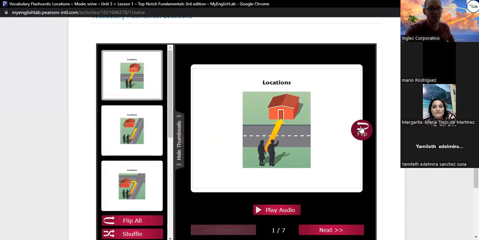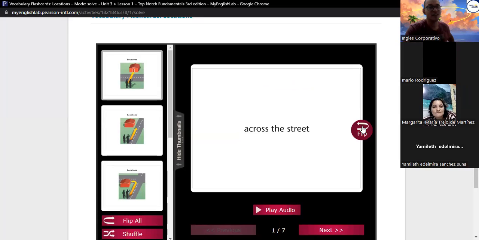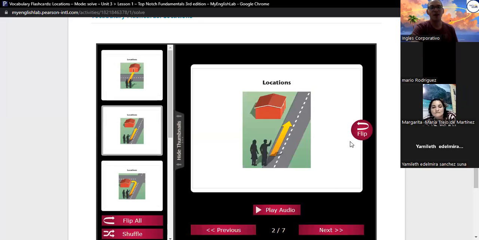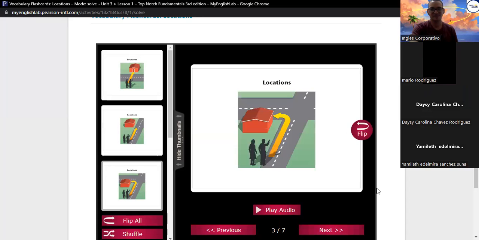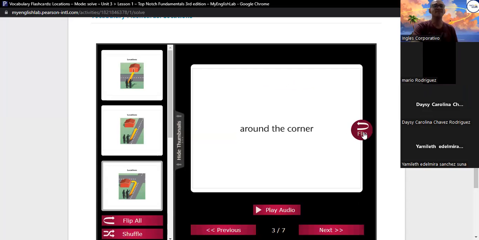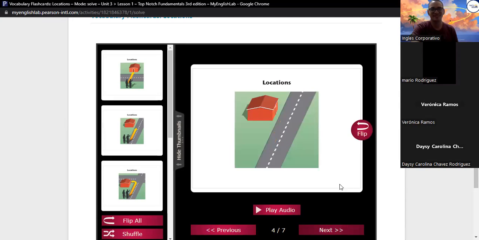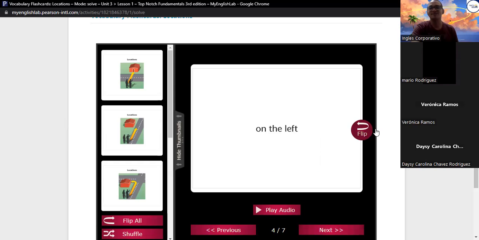Locations, pay attention to the picture. What is the location? Across the street. What is the location? Down the street. What is the location? Around the corner. What is the location?